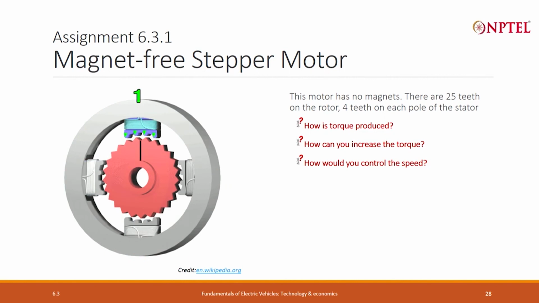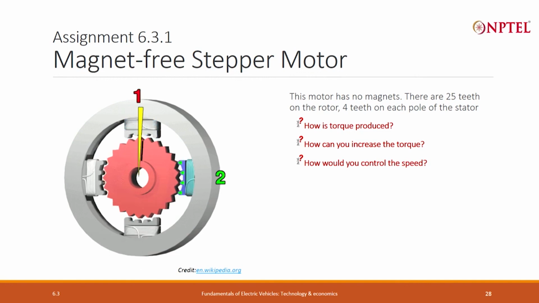So, assume that this has 25 teeth on the rotor and 4 teeth on each of the poles of the stator. How is torque produced? Through reluctance. We have discussed it. The question that I want you to ponder over is, how can you increase the torque? How will you increase the speed or control the speed? My question is, how will you do it without changing the mechanical construction of this?